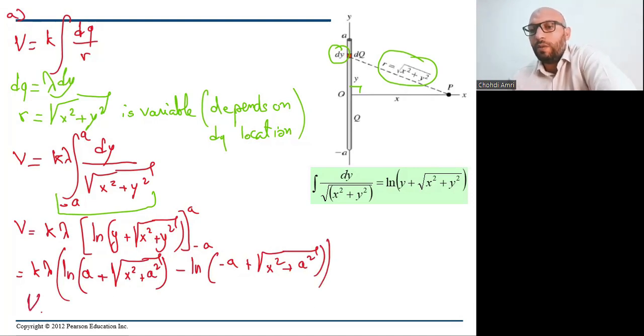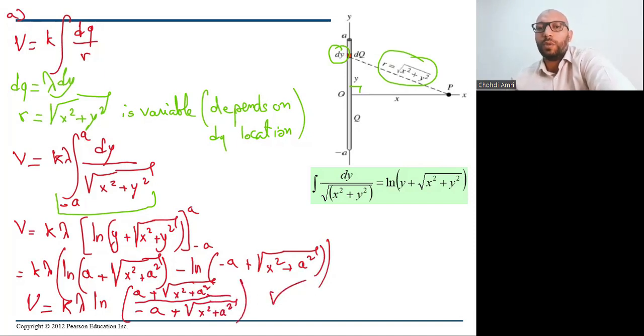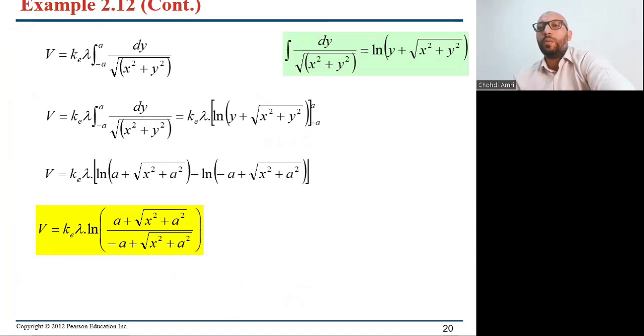So we can write v equal k lambda ln a plus square root of x squared plus a squared over minus a plus square root of x squared plus a power 2. And we are done. This is the expression of the electric potential at the point P.